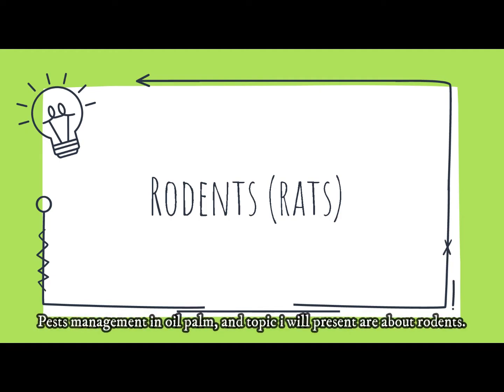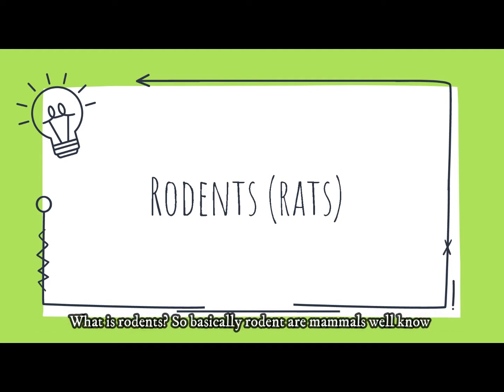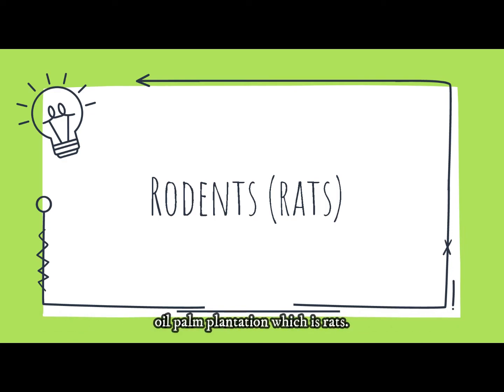I am Rosdona from Group 3, and today I will present pest management in oil palm, and the topic I will present is about rodents. What are rodents? Basically, rodents are mammals, including mice, rats, squirrels, and porcupines. In this presentation, I would like to present the most major pest in oil palm plantations, which is rats.